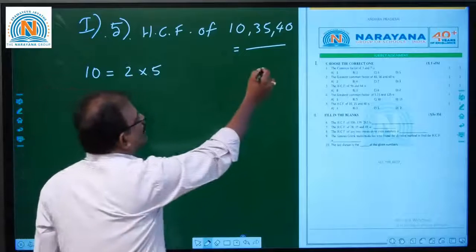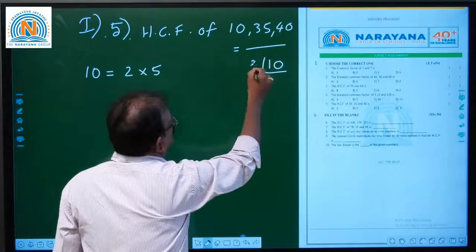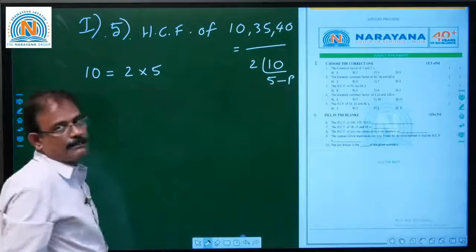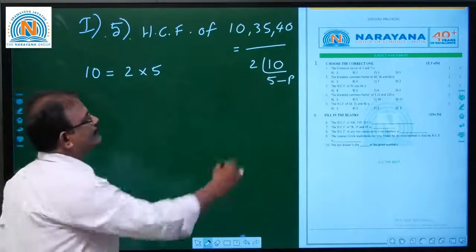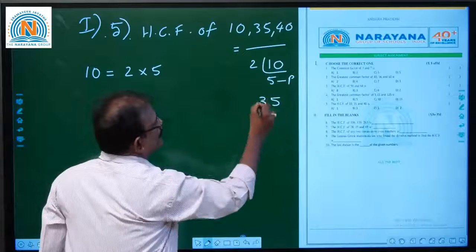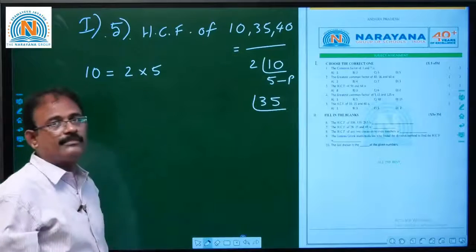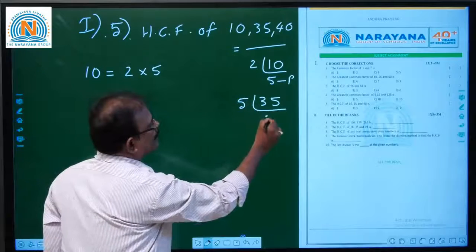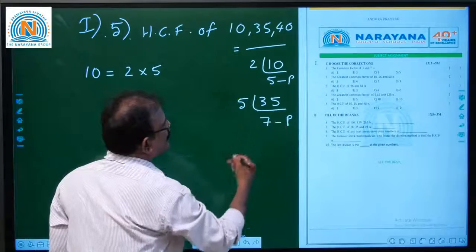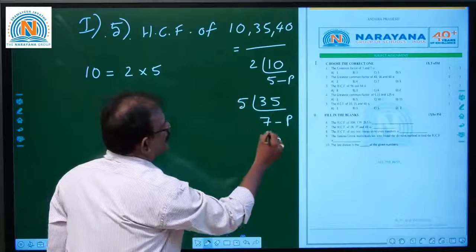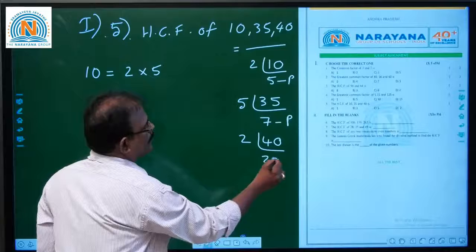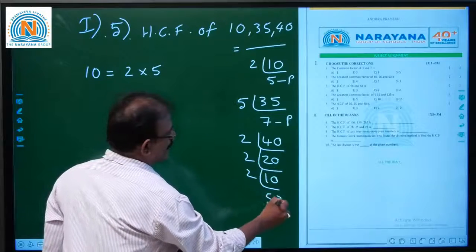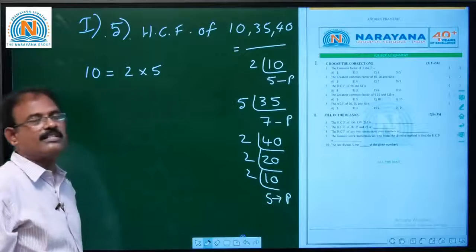So 10 can be expressed as 2 into 5. What is the first prime number? 2. It divides 10 5 times. As 5 is prime, our process is completed. And 35: the first prime, 2, is even, so it does not divide 35. So 5 7 times, so it is prime, process completed. Then 40, this is 2 20 times, again 2 10 times, again 2 5 times. As it is prime, our process is completed.